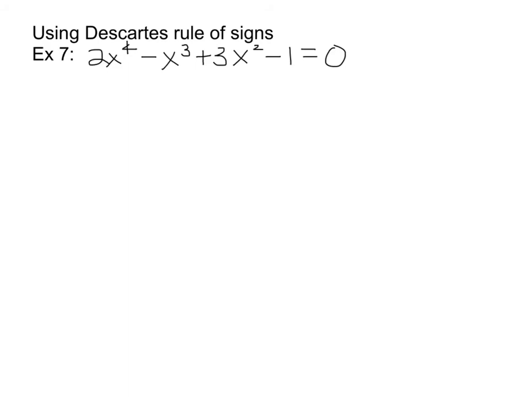In example 7, we're going to use Descartes' rule of signs to help us determine how many positive real roots there are and how many negative real roots there are. Okay, so now let's look at the positive real roots first. So the positive real roots talked about the number of sign changes between consecutive coefficients. So let's determine our number of sign changes first.